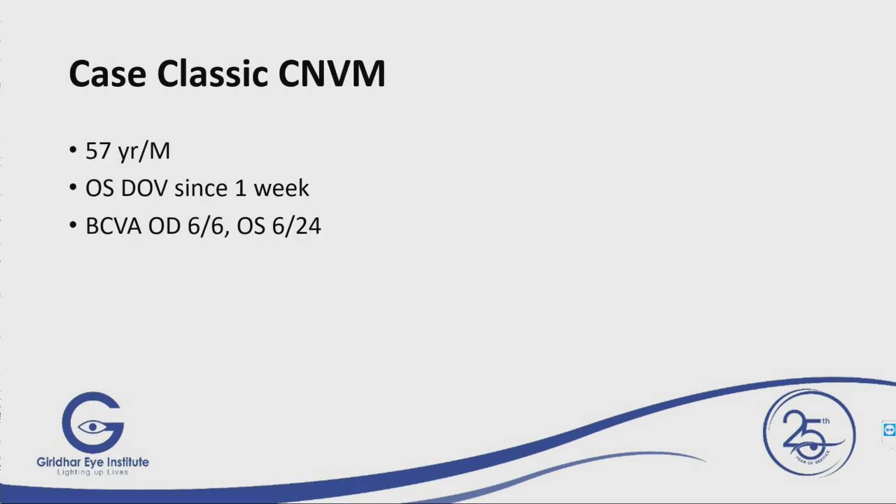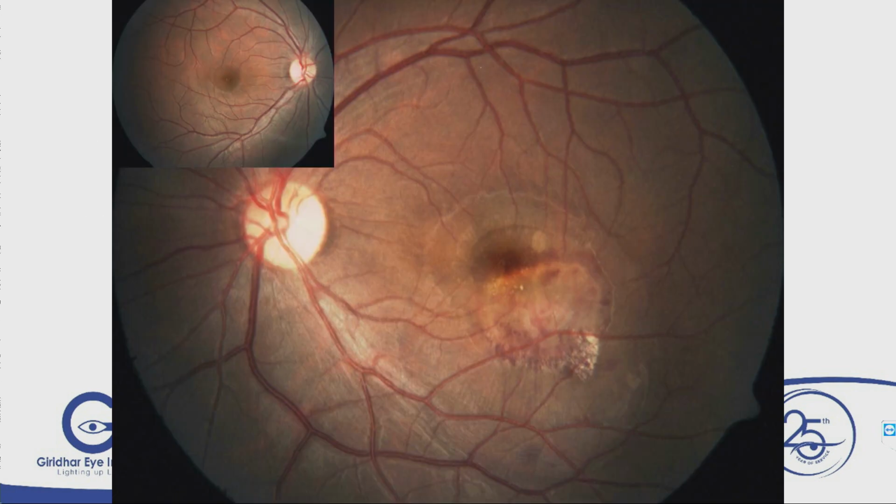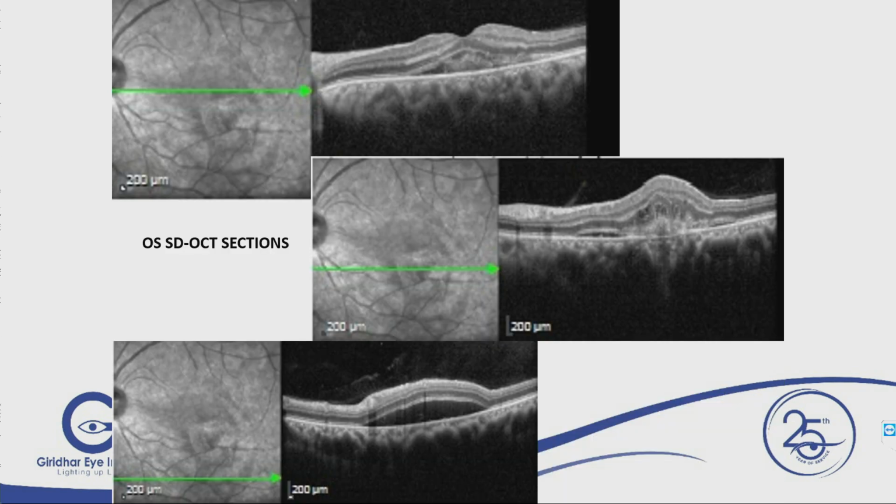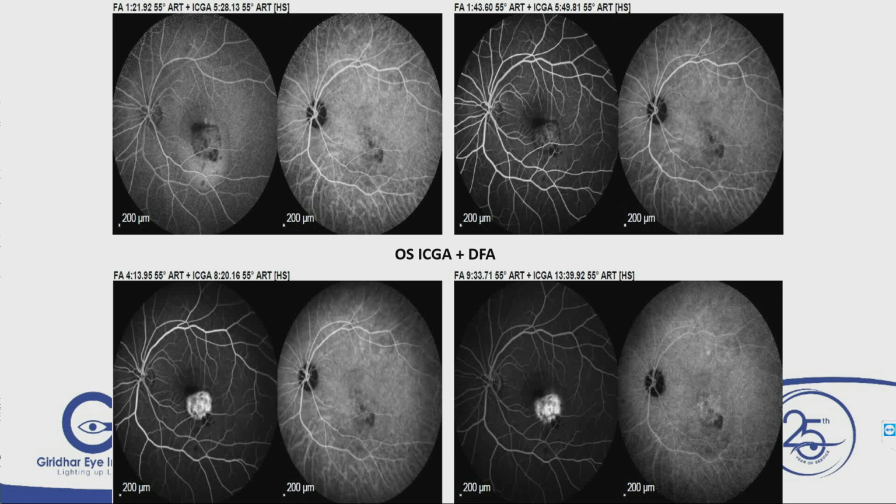Now coming to AMD, I will show some cases. In this case, everyone knows this is AMD, and in the OCT, you have to look at the different sections. If you see only the central section, there is some hyperreflective area just in front of the ellipsoid line. But in the lower sections, you can see the features suggestive of a classic choroidal neovascular membrane.